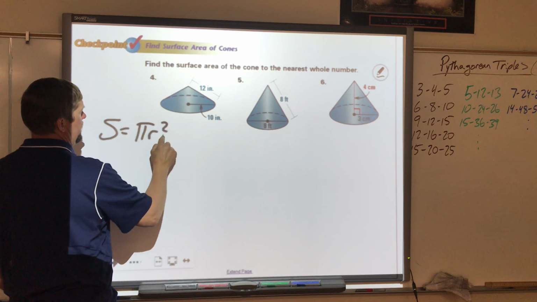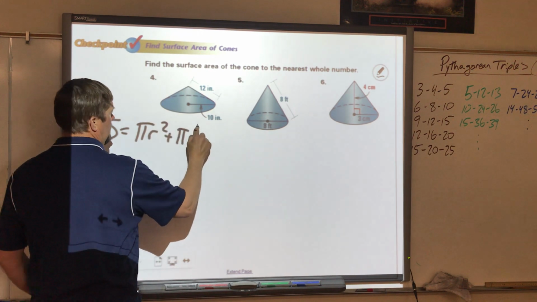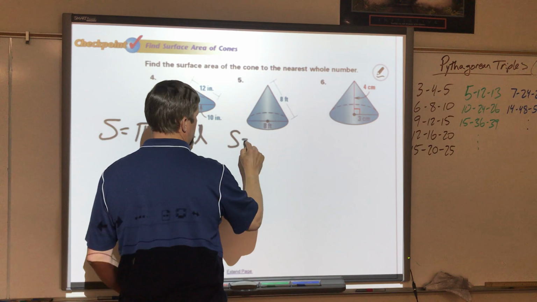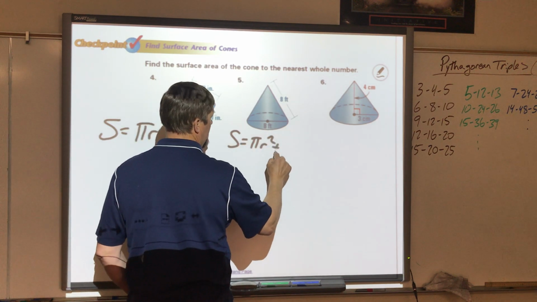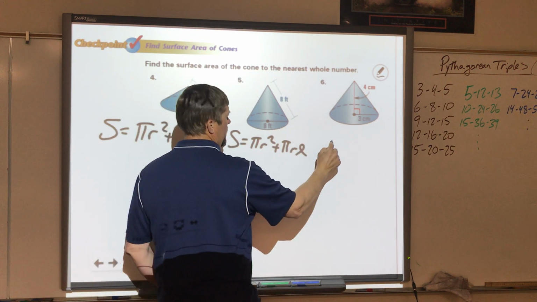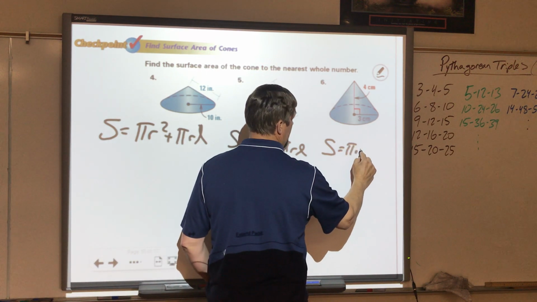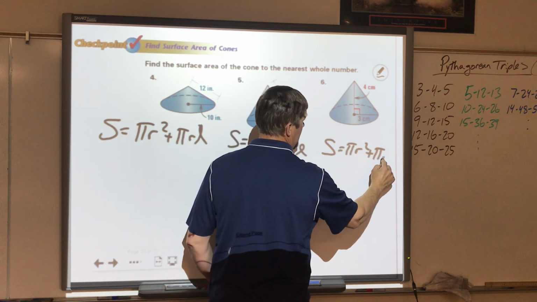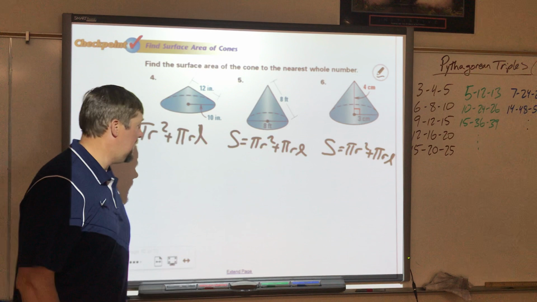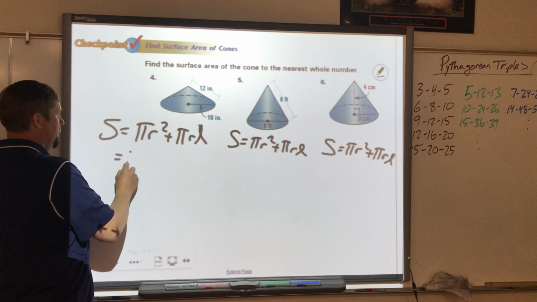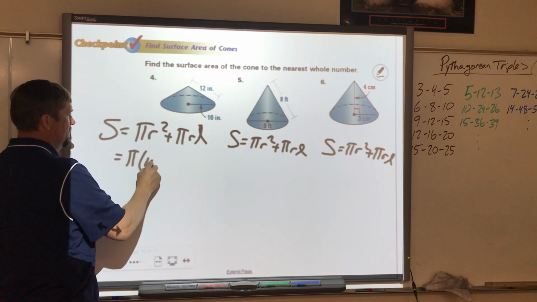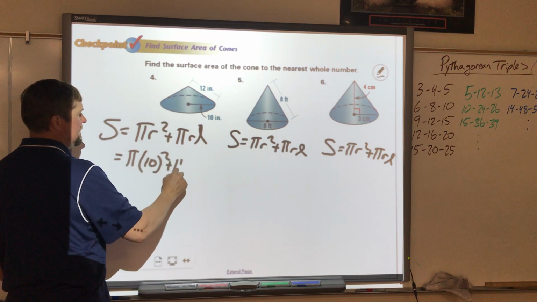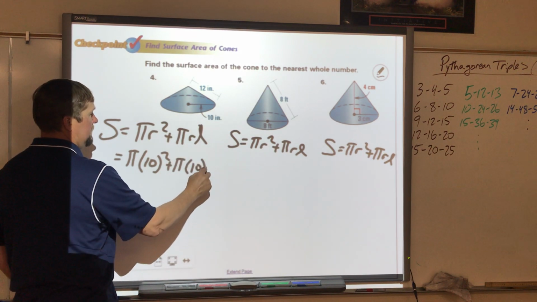Pi r squared plus pi rl. Always write the formula down, then start filling them in. Pi times 10 squared plus pi times 10 times 12.